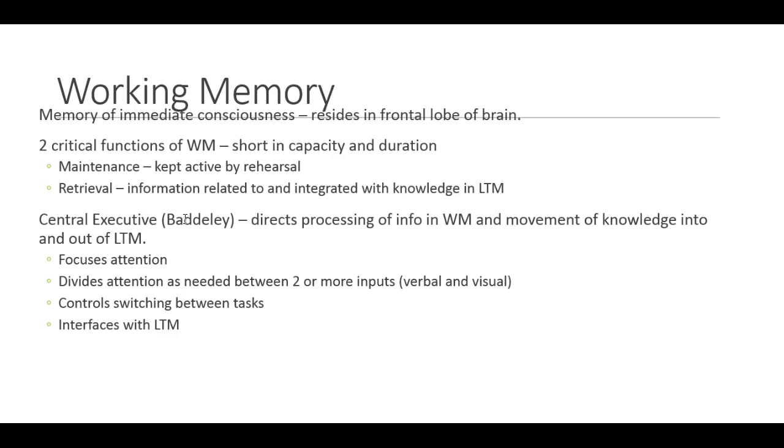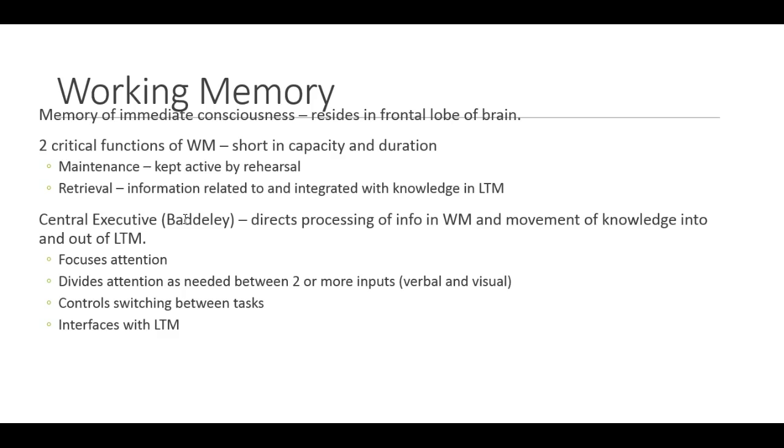So in this contemporary model, one theorist, Baddeley, sees working memory as a loop, and in the middle, the work that happens in this storage unit is done by a central executive, which directs the processing of info in the working memory and the movement of knowledge into and out of long-term memory. These are just how these theorists have come up with explaining what they think is happening in the brain and in the mind when memory happens and when learning happens.